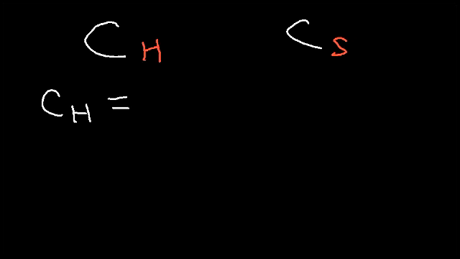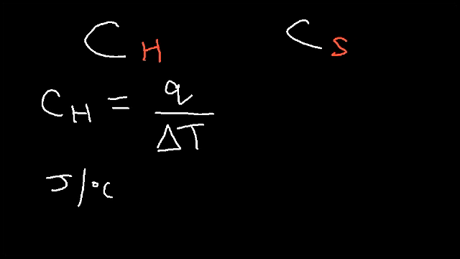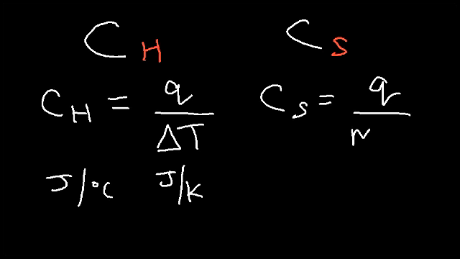Now, what is the difference between heat capacity and specific heat capacity? Heat capacity is calculated by taking the energy change, or the energy absorbed or released by a substance, and dividing it by the change in temperature that occurs. So heat capacity has units joules per Celsius or joules per Kelvin. The specific heat capacity is Q divided by m and delta T. So it has the units joules per gram per Celsius.